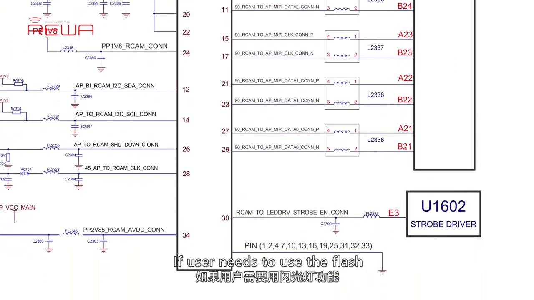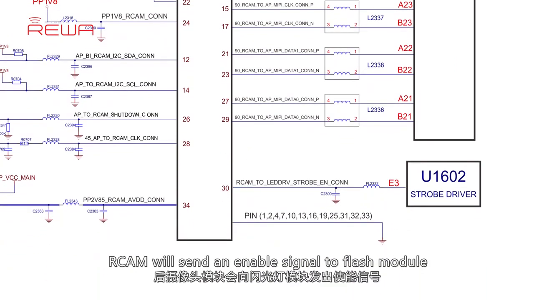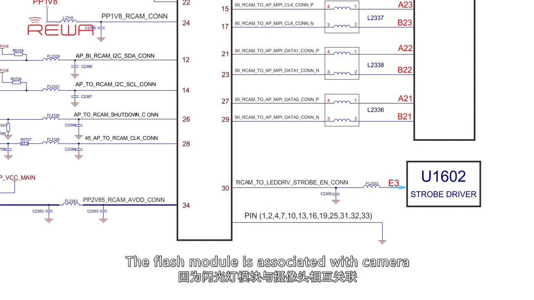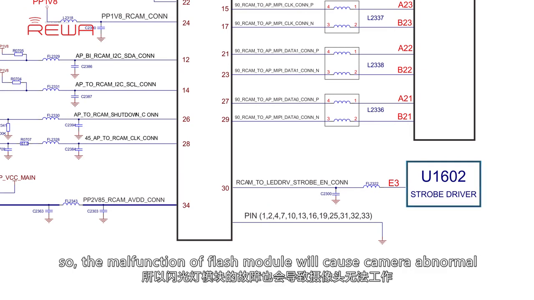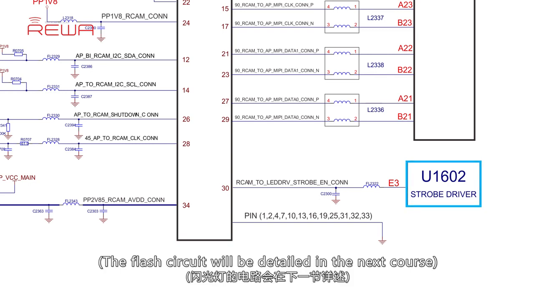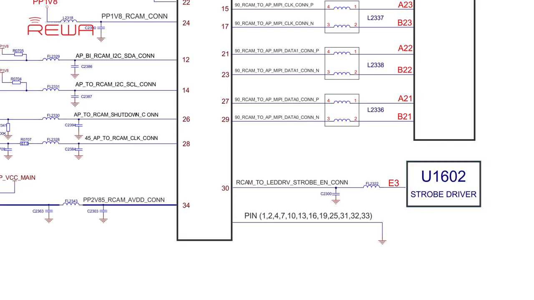If the user needs to use the flash, RCAM will send an enable signal to the flash module. The flash module is associated with the camera, so a malfunction of the flash module will cause the camera to be abnormal. The flash circuit will be detailed in the next course.